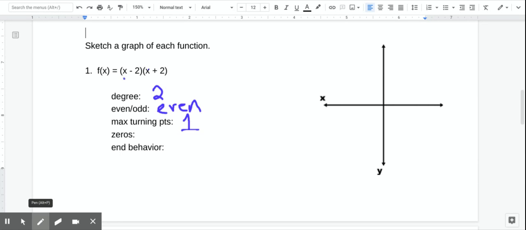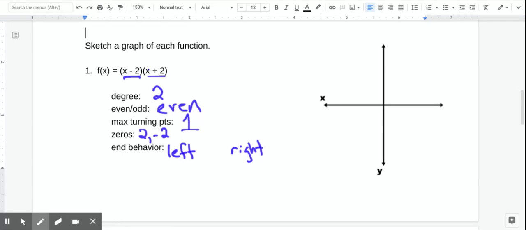The zeros, we can find those right here. It's the opposite of those numbers. So it's 2 and negative 2. And then we want to think about the end behavior. So think about what's happening to the left and what's happening to the right.